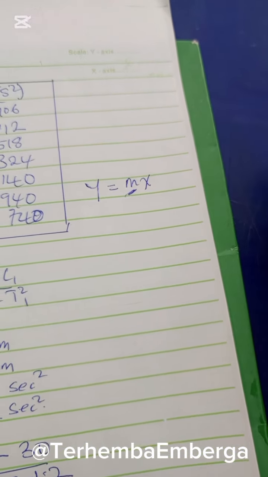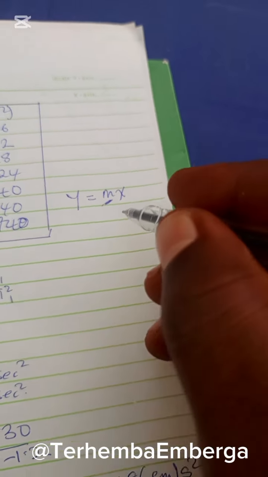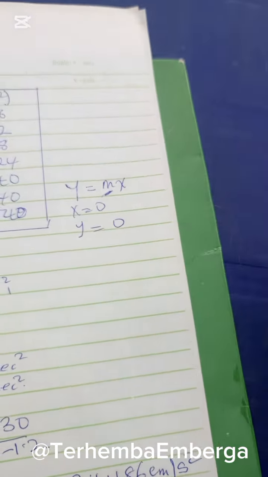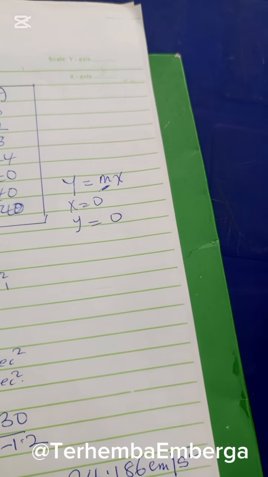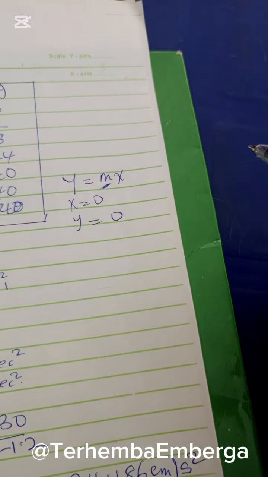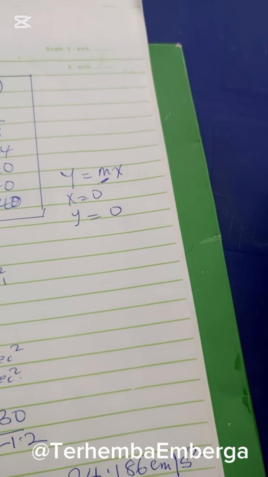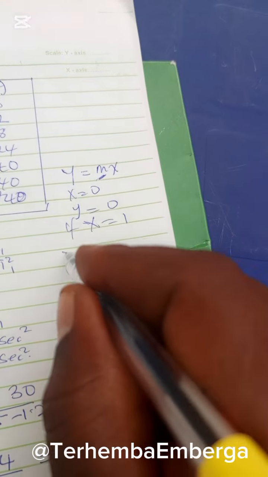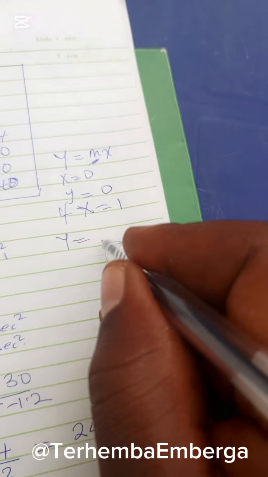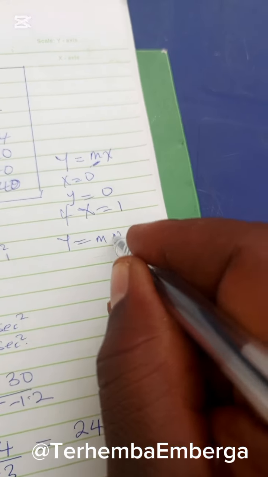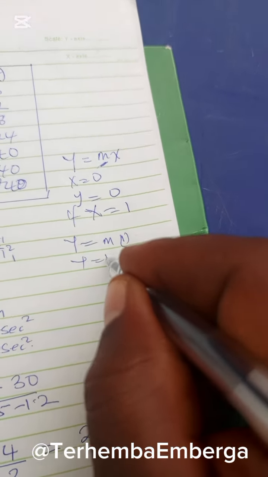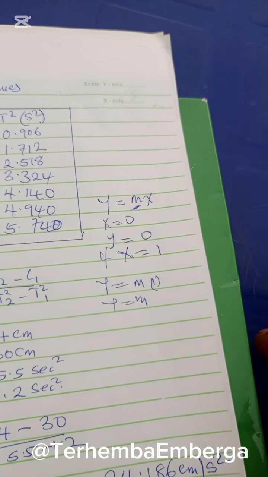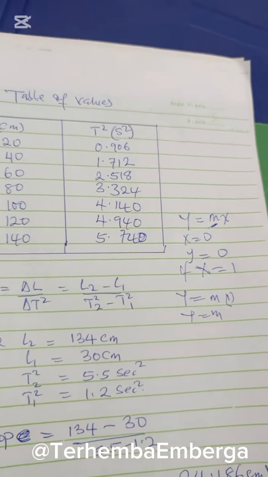For example, if you have x equal to 0, it means that y will be equal to 0. And if you have x equal to 1, then the value of y will correspond to the gradient. If x is equal to 1, then you have y equal to m times 1, which is the same thing as y equal to m. And if you have x equal to 2, then y will be equal to 2m, and so on.